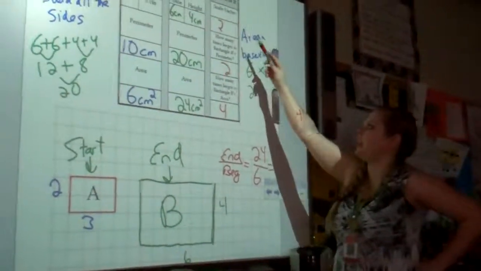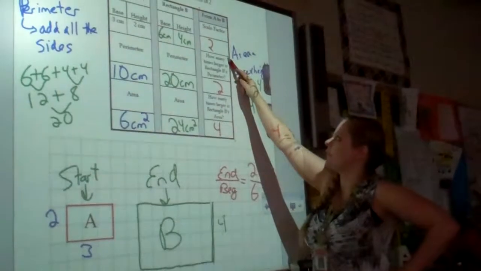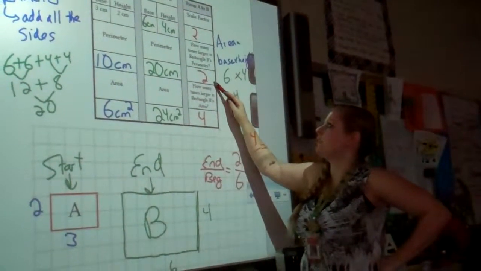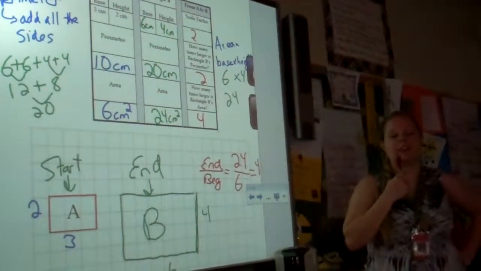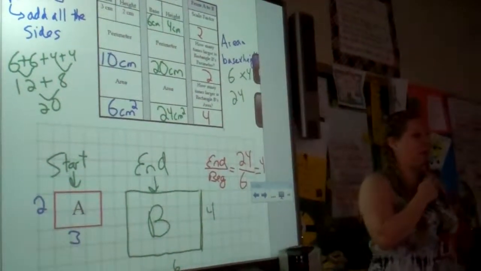I wonder if there's a connection between my scale factor being 2, my perimeter being 2 times bigger, but my area is 4 times bigger. I should pay attention to that connection as I go through the next parts of my problem.